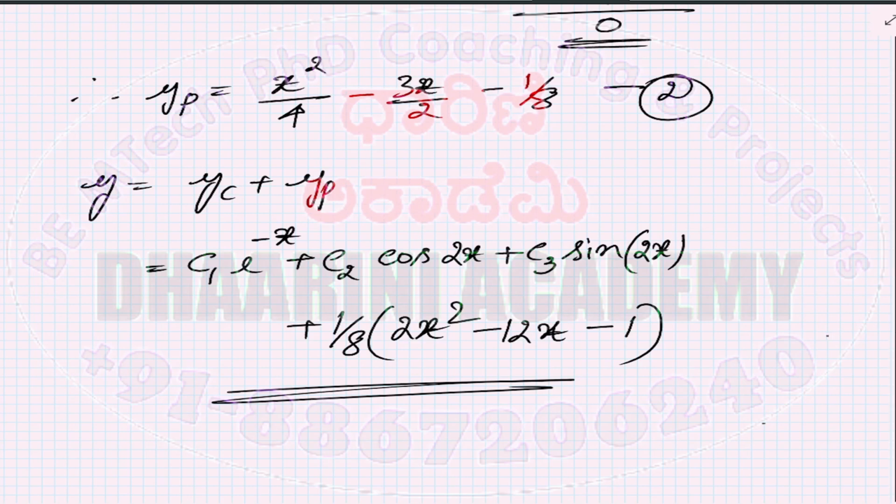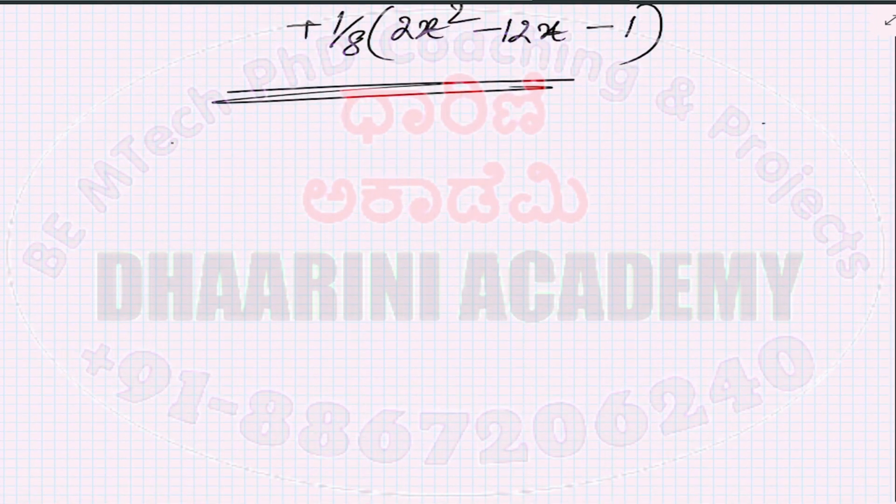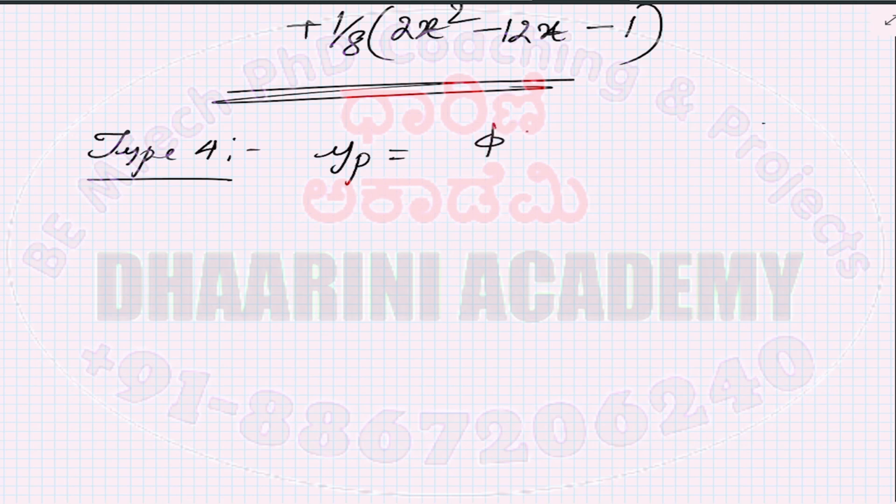Okay, we will start with the fourth type of particular integrals today. This is type 4. So we know that the particular integral yp is given by phi of x divided by f of D.